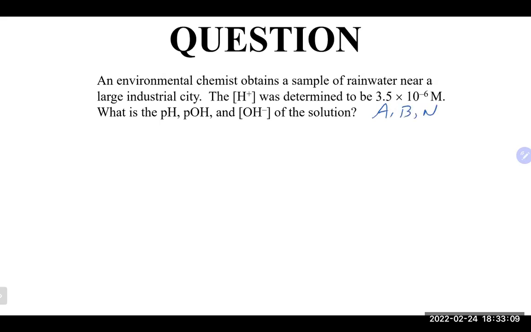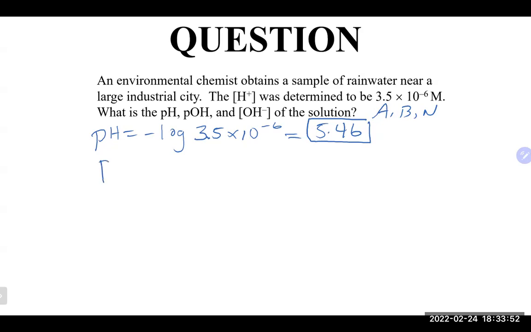So we have the H plus concentration. Again, you could either get the OH minus concentration, or you could get the pH from it. I'm going to start with the pH. So pH equals minus the log of the H plus concentration, which in this case is 3.5 times 10 to the minus 6. And that gives us, well, it looks like we'll go with 5.46 as our pH.